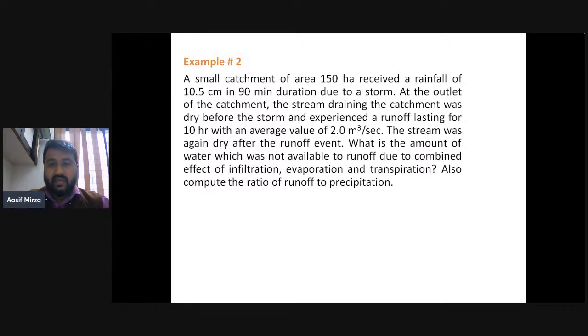The stream draining the catchment was dry before the storm and experienced a runoff lasting for 10 hours with an average value of 2 meter cube per second. So the stream was again dry after the runoff event. What is the amount of water which was not available to run off due to the combined effect of infiltration, evaporation, and transpiration? Also we have to calculate the ratio of the runoff to the precipitation. So in this case, the rest of the values are given and we have to calculate the infiltration, evaporation, and transpiration.